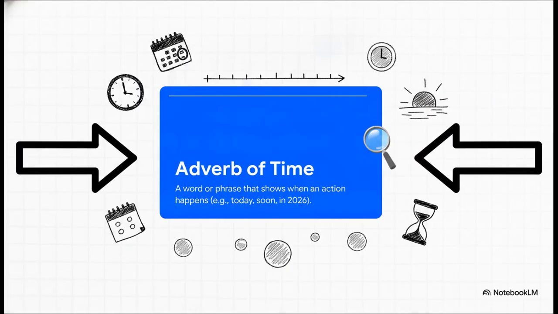Let's start with the absolute basics, the simple adverb of time. This is really just a single word or a short phrase that points to when an action happens. We're talking about words like now, yesterday, today, or little phrases like at 5 p.m. or in 2026. Now, don't get me wrong, these are highly functional and we use them constantly, but they're also pretty limited. They basically just point to a spot on the calendar or a tick on the clock. They don't really provide any deep context, narrative, or cause and effect relationship.